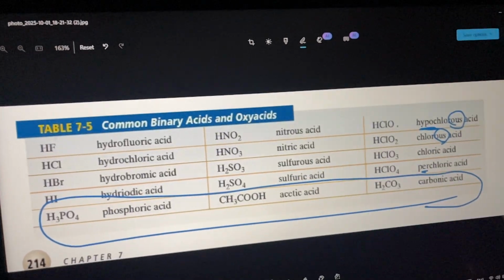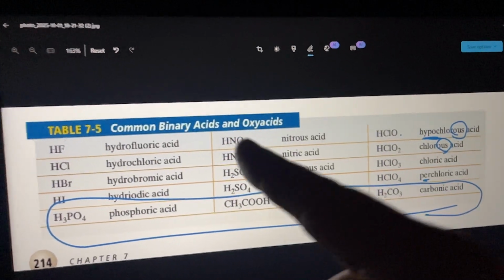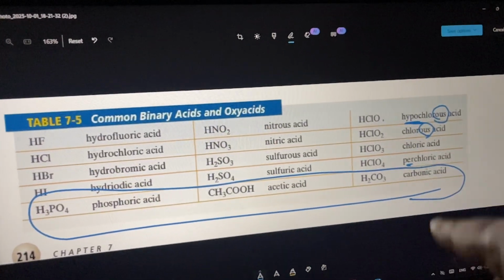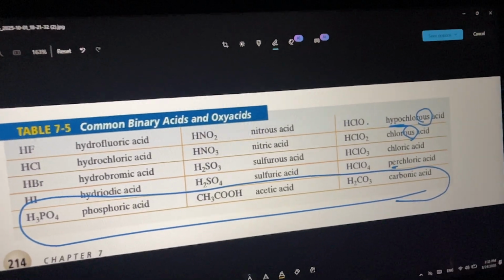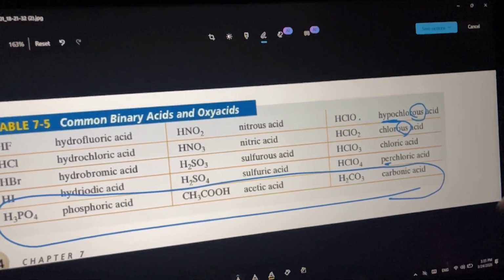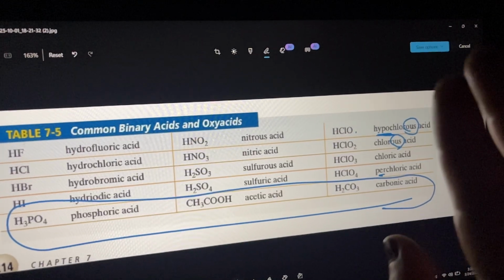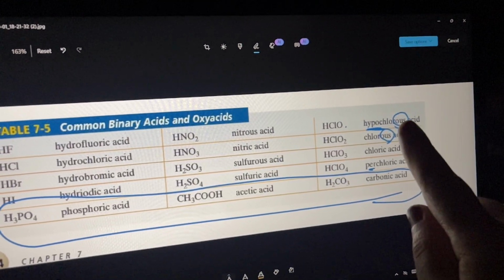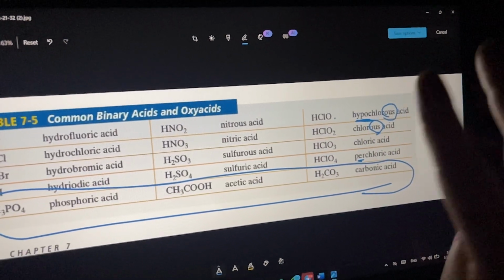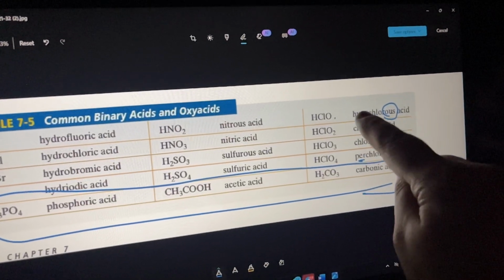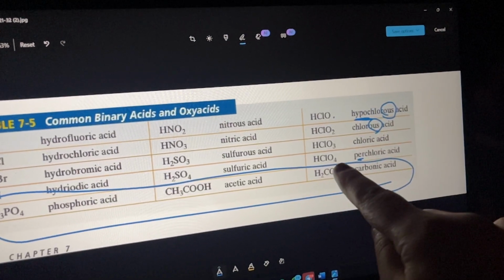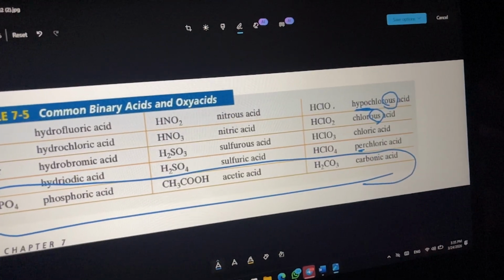How do we recognize that they are acids? Because all of them contain hydrogen, or there should be hydrogen in the acid. But for ClO, we have 4. So for 1 we have prefix hypo, for ClO4 we have prefix per.